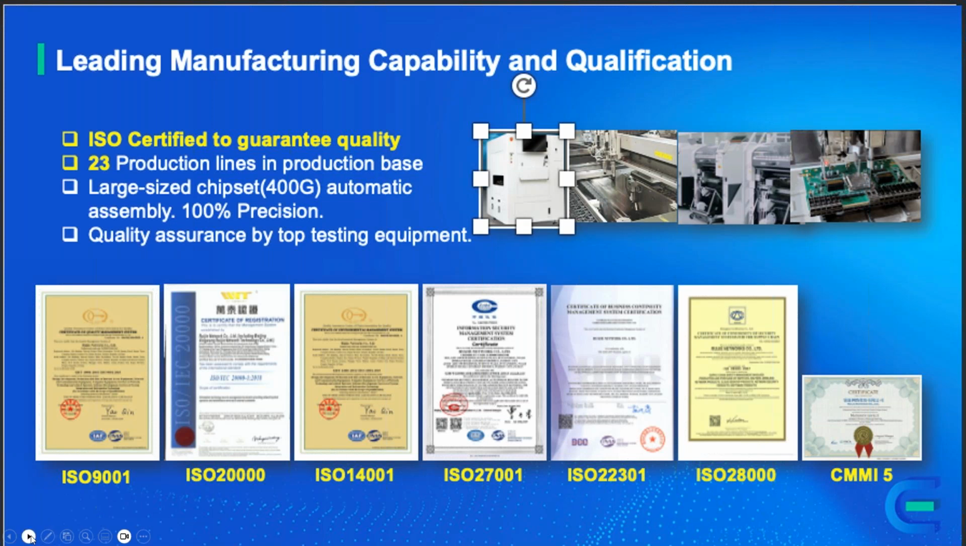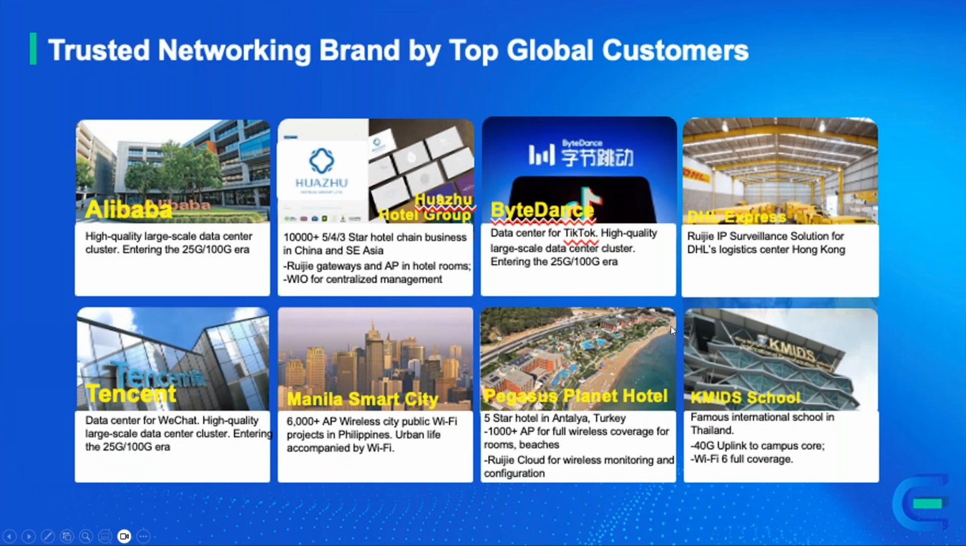So we also have numerous success stories and are trusted by networking brands worldwide. For instance, Alibaba is a major e-commerce company, and it relies on our networking solutions for its data centers, entering the 20G and 100G era. We also have the Tenet data center, which is the data center of WeChat, a huge and massive social media platform in China.